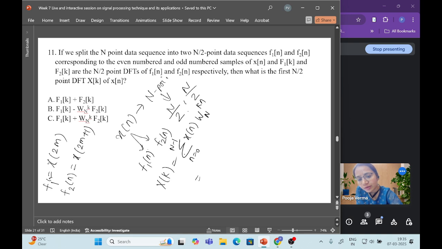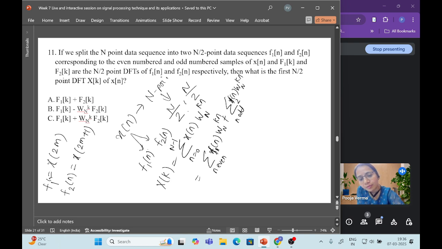So if we divide this equation into even and odd numbers, because x(n) is the sequence and X(k) is the DFT of x(n), we can write it as the sum over even-numbered n of x(n) W_N^(kn) plus the sum over odd-numbered n of x(n) W_N^(kn). Already, F1 and F2 I can write here, because it is divided.